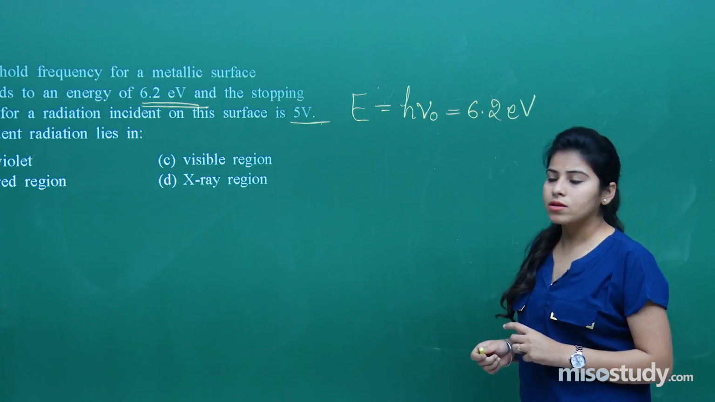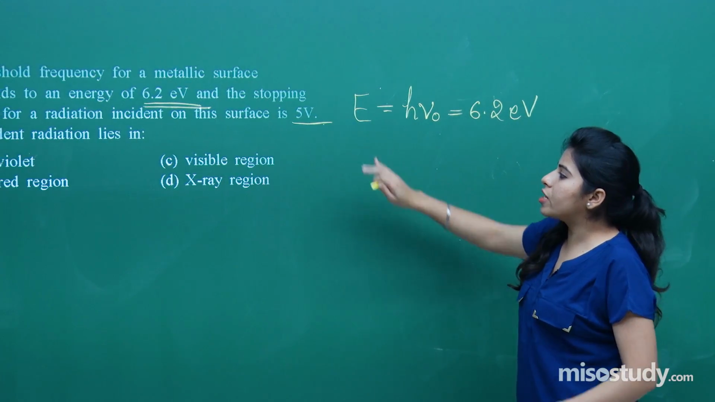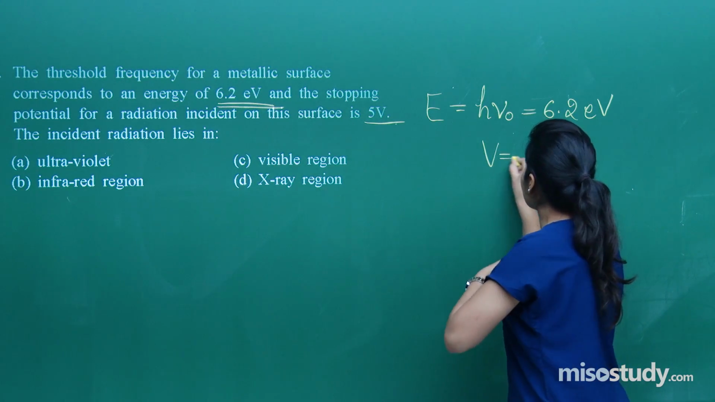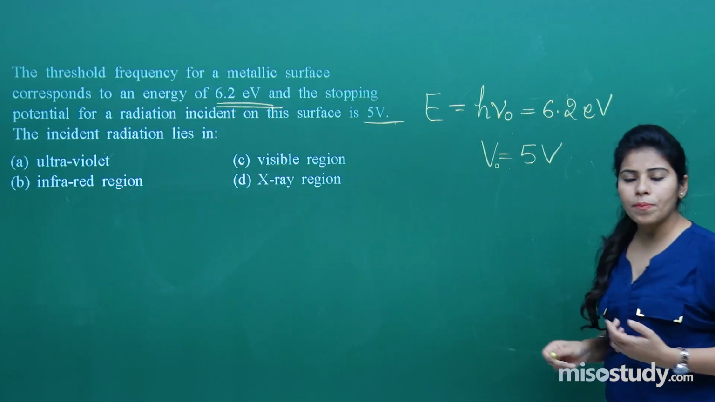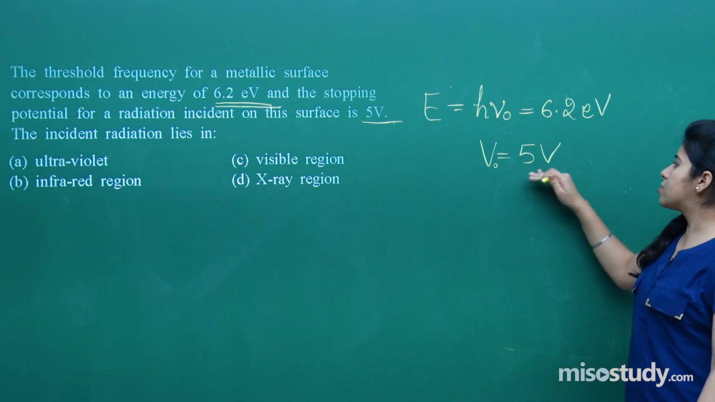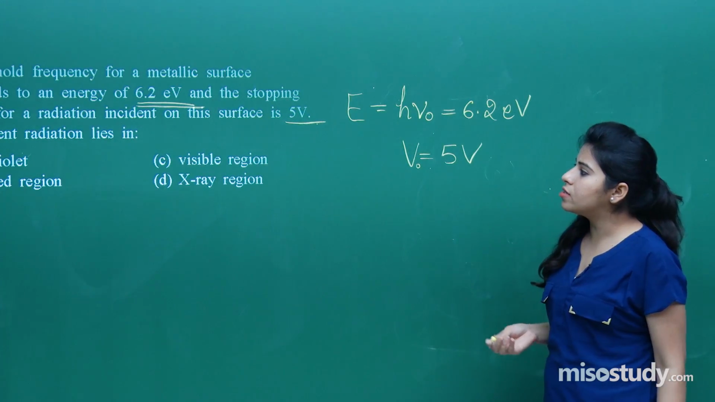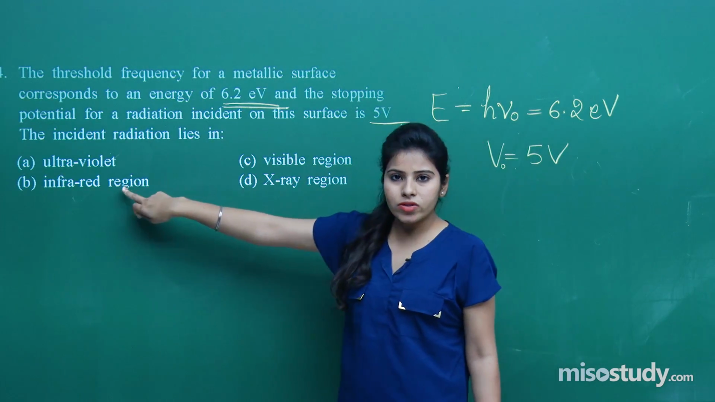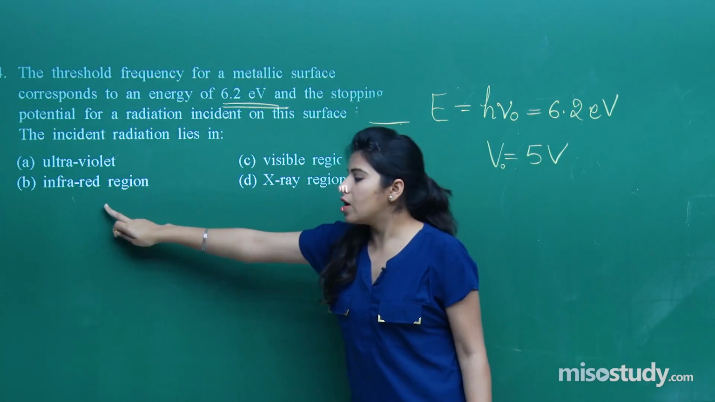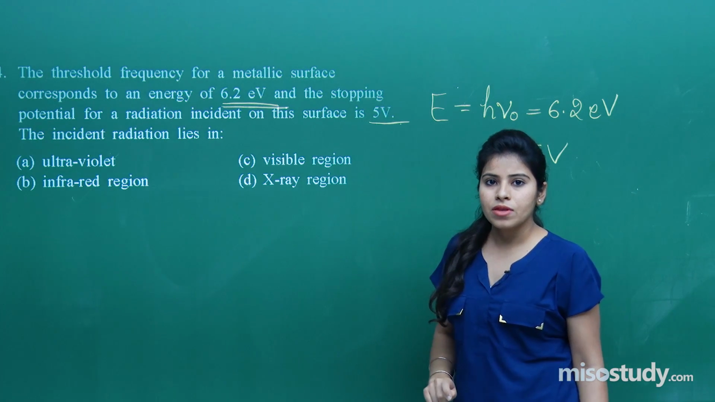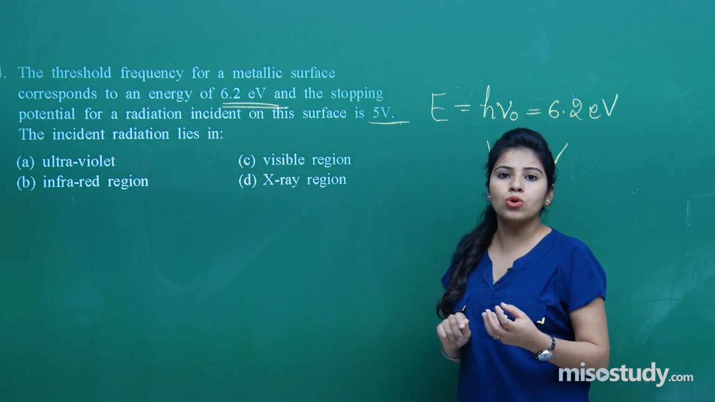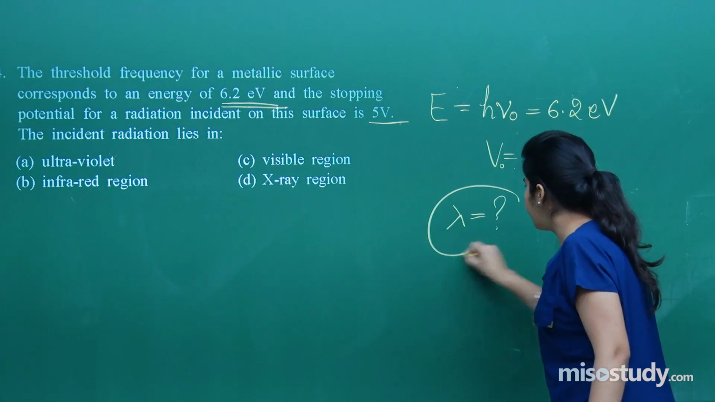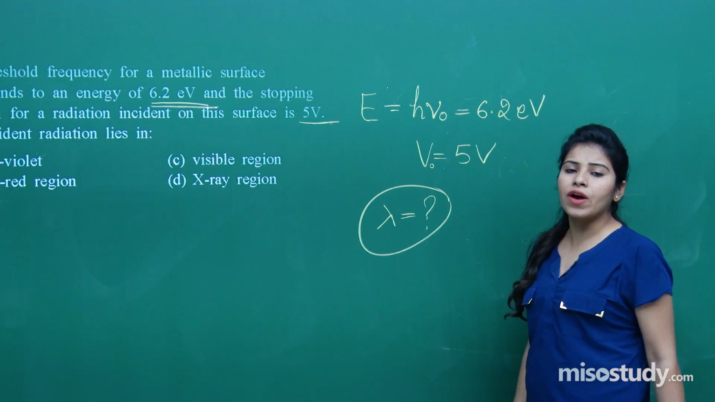Now this must be more clear. Okay, and the stopping potential for a radiation incident on the surface is 5 volt. So I can write this stopping potential as 5 volt. Stopping potential is written as V naught. So this is 5 volt. Now we have to find which radiation is coming out, whether it lies in the ultraviolet region, visible region, infrared region, or the X-ray region. And to find this region, we should know the wavelength. So basically we have to find the wavelength.